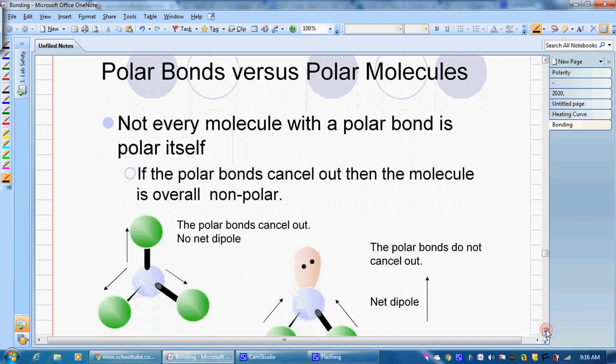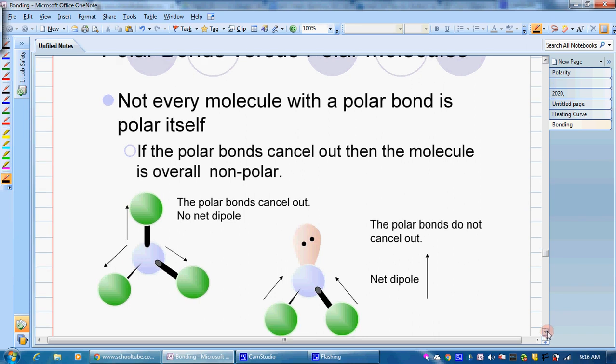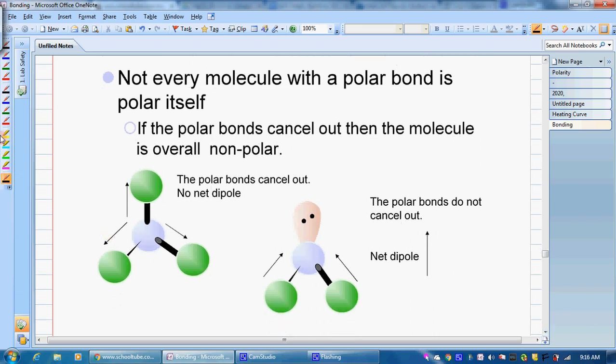Now, if we're looking at shapes, polar versus nonpolar is a little bit different. If a polar bond can cancel out another, it's going to be nonpolar all the way around. So if we look here, this bond is the same as this bond, is the same as this bond, and it's the same all the way around the central atom. So even though this bond could be polar and this bond could be polar, if they're the same all the way around the atom, overall this atom is going to be nonpolar.